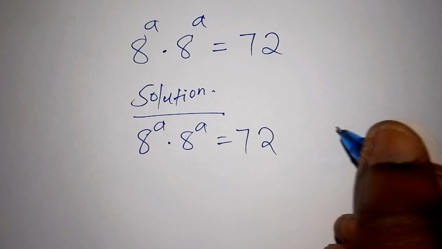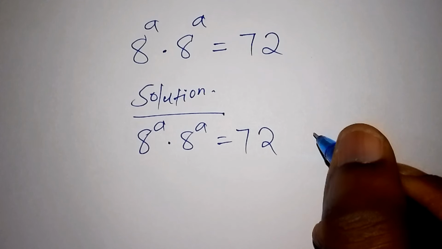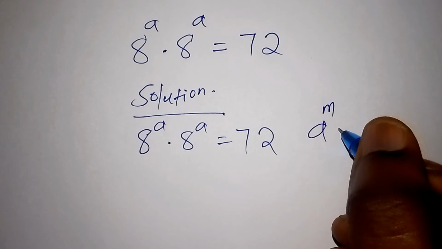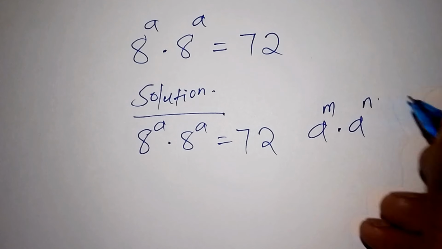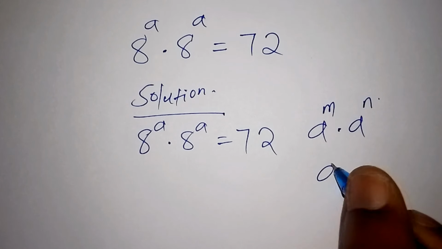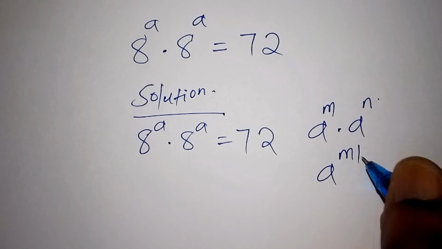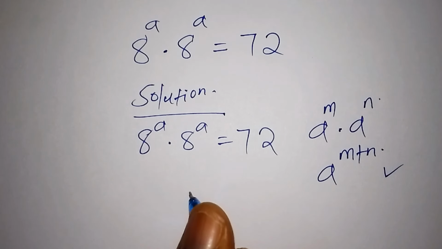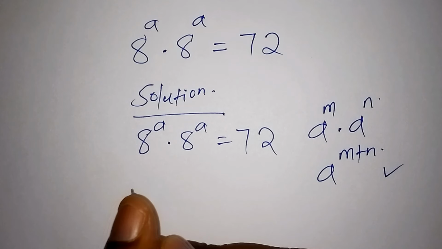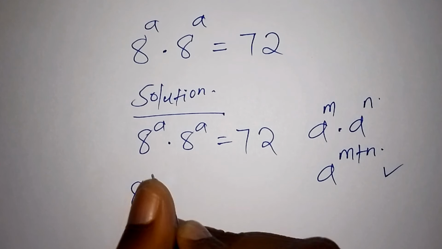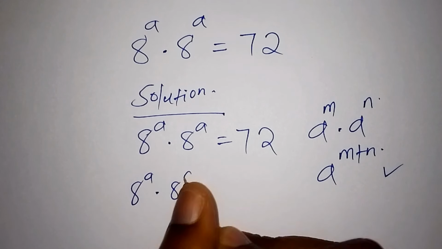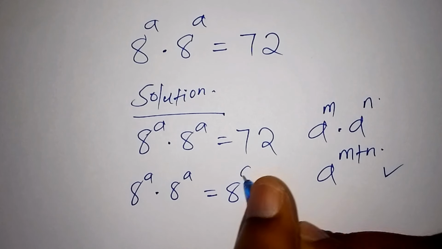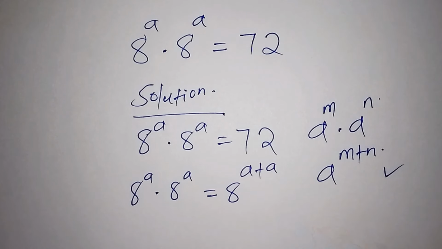Let's now check. Assuming that we have some basics about it, whereby we have a to the power of m multiplied by a to the power of n. This can also be worked as a to the power of m plus n. Since you understand this basic, in this case we shall have 8 to the power of a multiplied by 8 to the power of a. So the result shall be 8 to the power of a plus a.